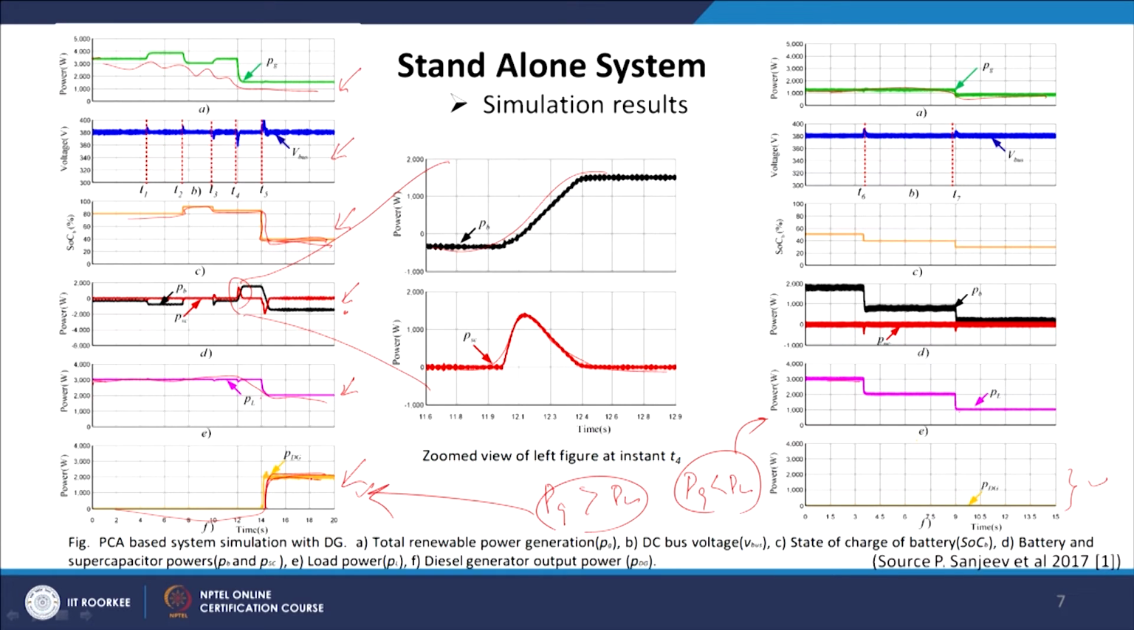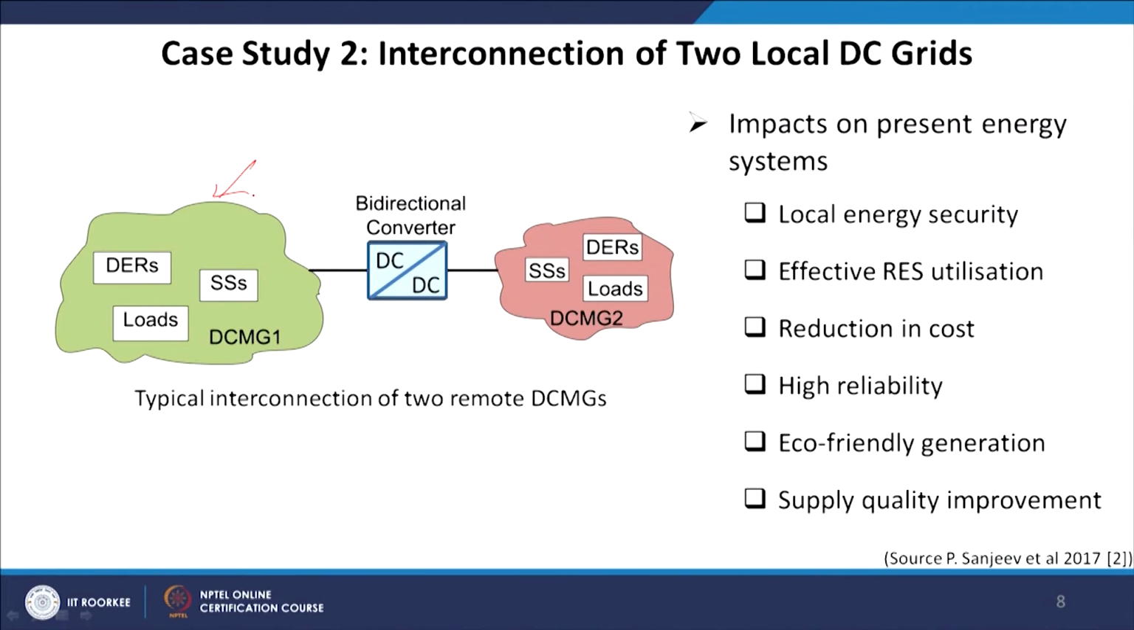Now, we will consider the isolated mode of DC microgrid, but instead of one DC microgrid, we will concentrate on 2 DC microgrids and the interconnection of these 2 local DC microgrids. First of all, why do we need integration, interconnection or complementation between 2 DC microgrids? This is a DC microgrid 1 of a village 1, let us say, and this is another DC microgrid of another rural or remote area, and these 2 have been connected through a DC-DC converter.